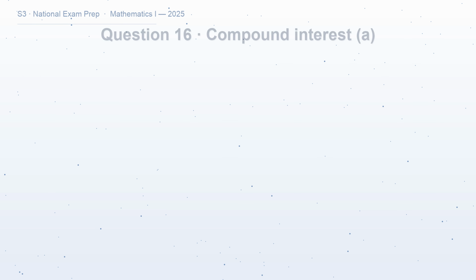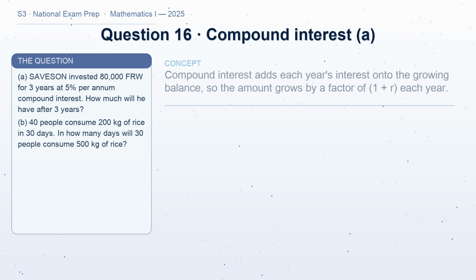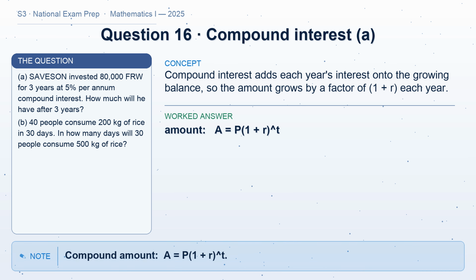Question 16. Part A is compound interest. Savison invests 80,000 francs for 3 years at 5% per year, compounded. Find the amount. Compound interest is like a snowball rolling downhill. Each year it grows on what it has already gathered, so you earn interest on the interest, not just on the original money. So the amount equals the principal times 1 plus the rate, raised to the number of years. That is 80,000 times 1.05 cubed.